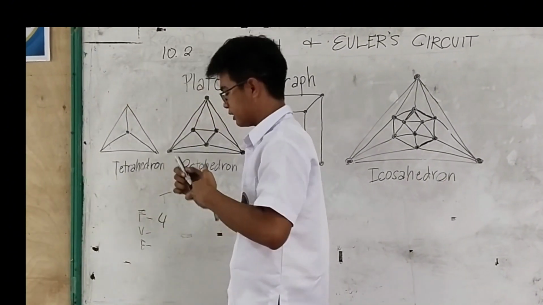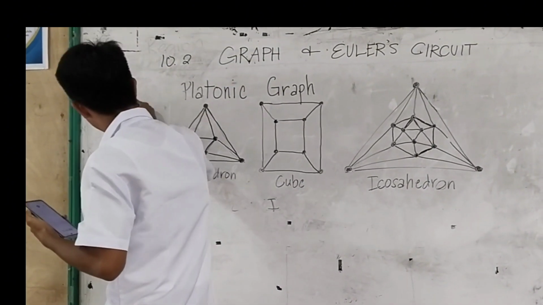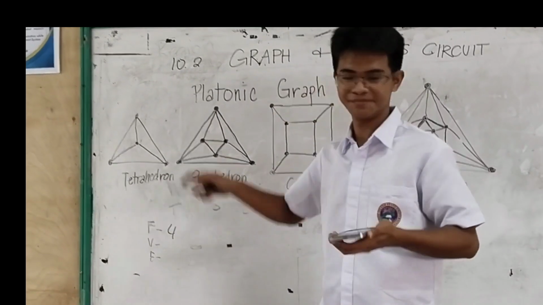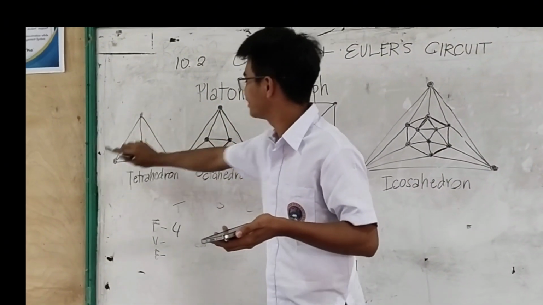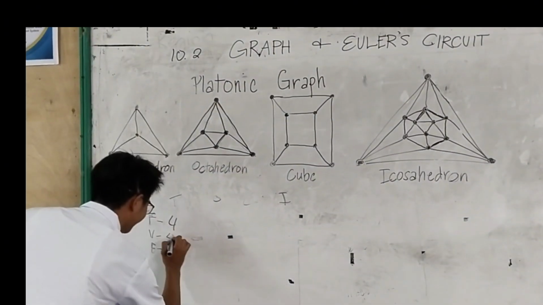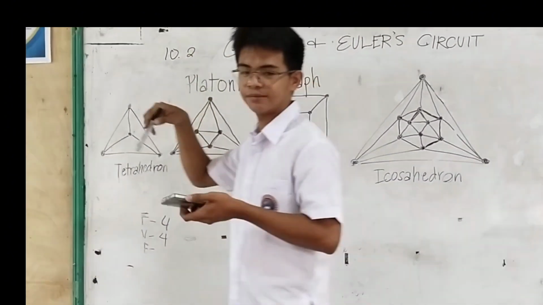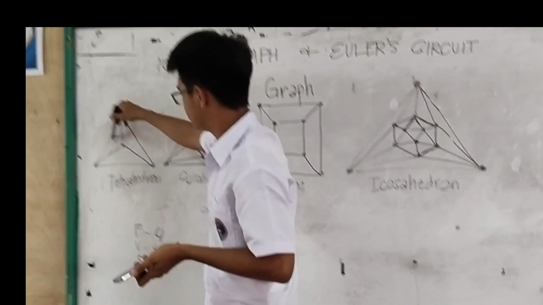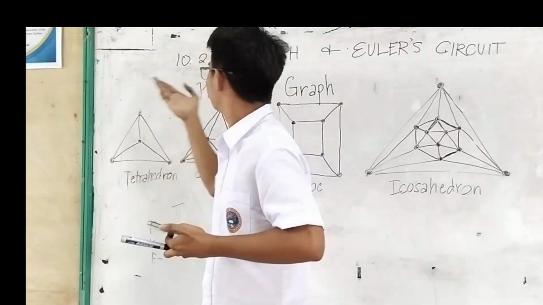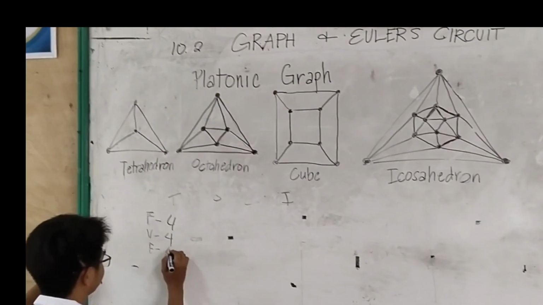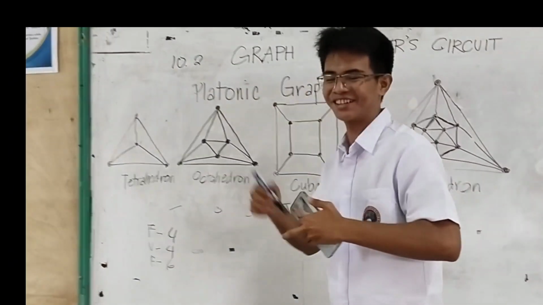And the vertices stand for the dots. So how many dots does it have? 1, 2, 3, 4. So, 4 vertices. The edges are the lines that connect each vertex. 1, 2, 3, 4, 5, 6. So, there are 6 edges in this Platonic graph, the tetrahedron.